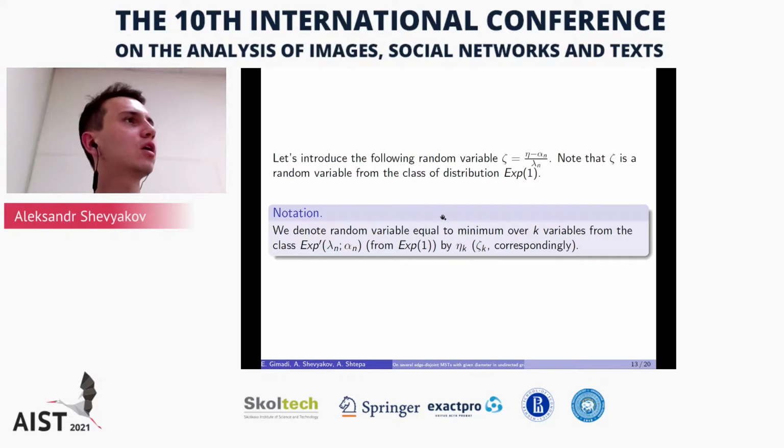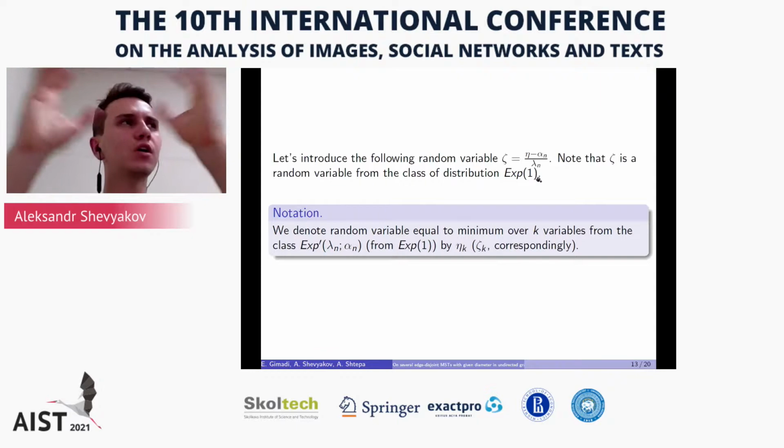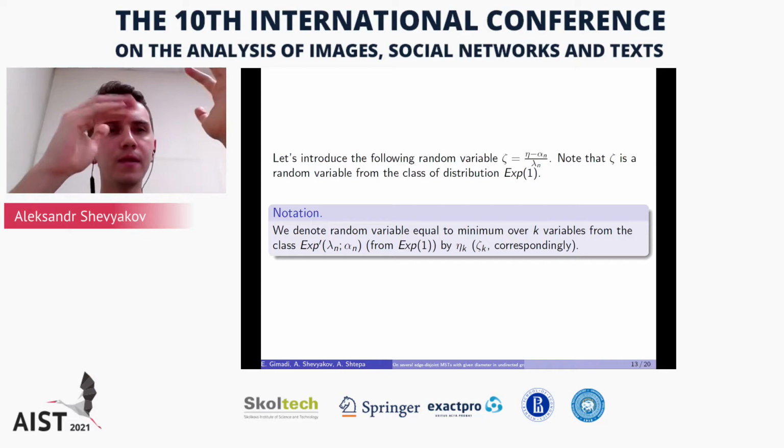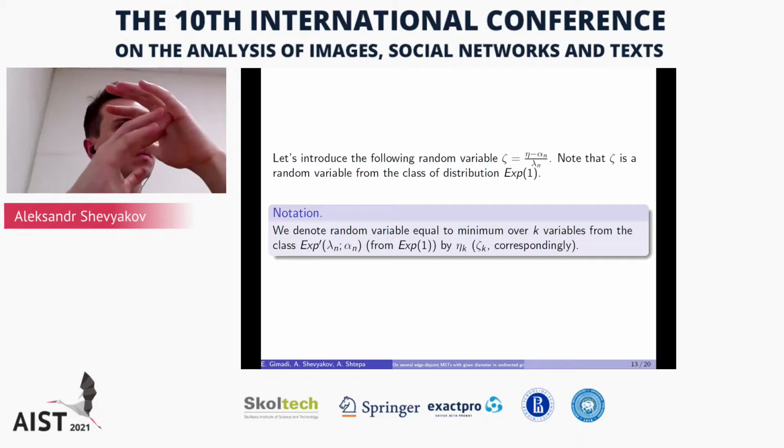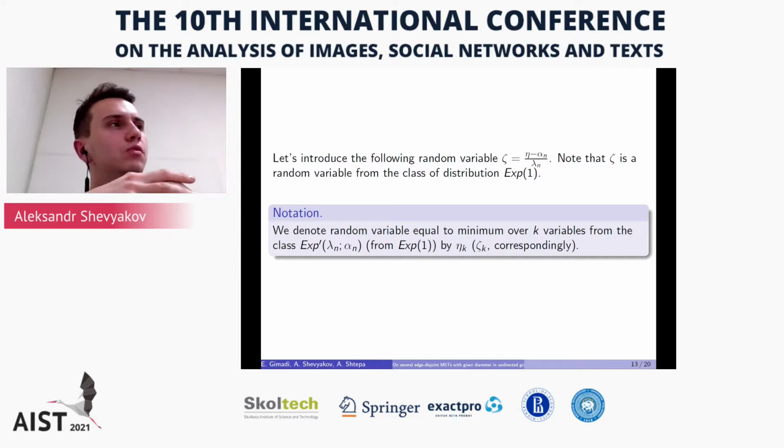Here we have to do it with a new notation. We introduce a new random variable zeta. We just shift our initial distribution and divide it by lambda. We do it in order to work with an easier distribution, that's the classical exponential distribution with the coefficient one.